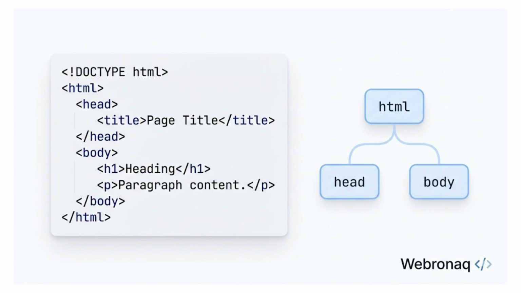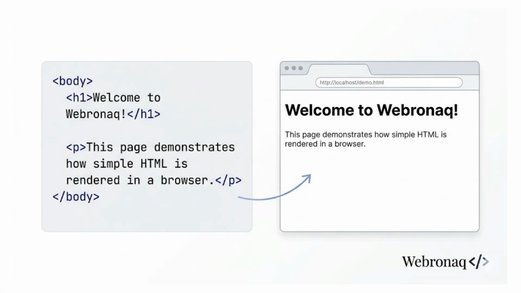First is the head. The head contains metadata. This is information about the page that the user does not see directly, like the title of the browser tab, or hidden instructions for search engines. Second is the body. The body is the actual canvas. Every piece of text, every image, and every link you interact with lives inside the body branch. By nesting these elements inside one another, we give the browser a perfect, logical map of how our content is connected.